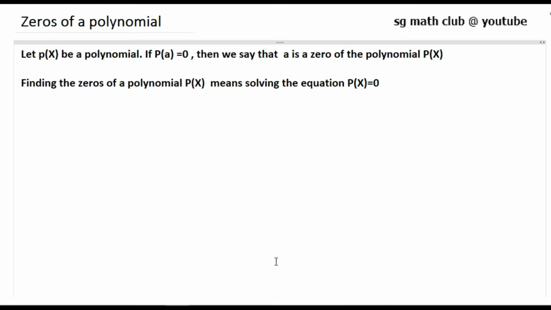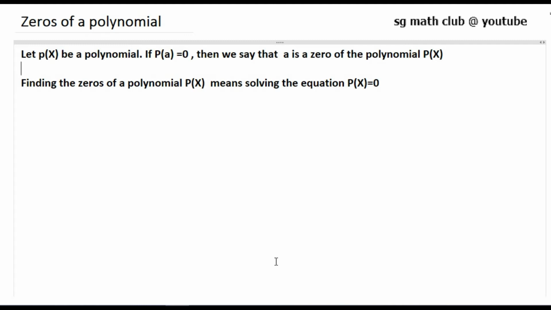In the last video, we have seen about polynomial, constant, variable, algebraic term, algebraic expressions, types of polynomials, etc. In today's video, we'll learn more about zeros of a polynomial.